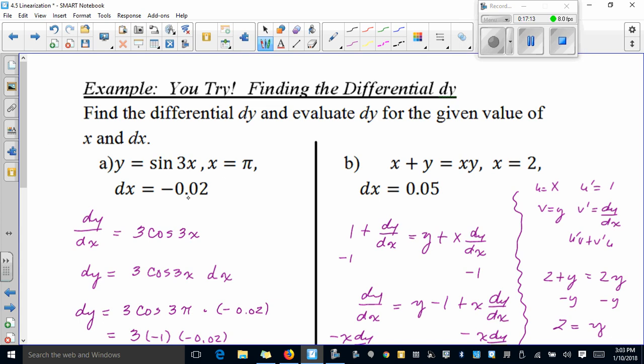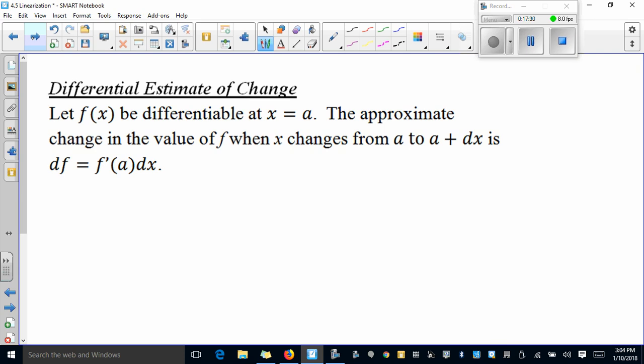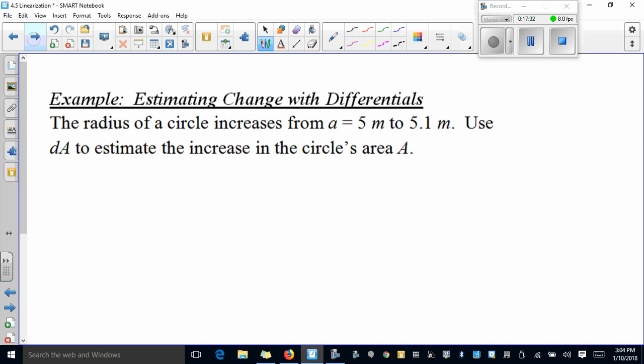So now let's put it more into application. The radius of a circle increases from 5 to 5.1. Use dA to estimate the increase in the circle's area A. So they're not giving us anything. We have to look for this. Our A, area of a circle, is pi r squared. So we need to know what r is, and we need to know what dr is. Well, r is 5. That's the same as your a value. And the difference between the two is your dr. So this is going to be 0.1.